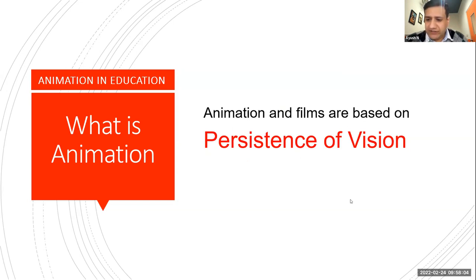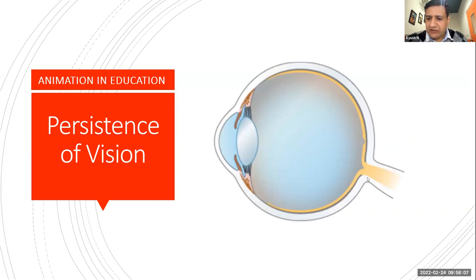What is persistence of vision? See, we all know that this is what our eye looks like. This is a cross section of our eye. What we see here is a lens, and there is a screen behind it, which is called the retina. Whatever is in front of the eye, an image of that gets formed on the retina. And this pathway is the optical nerve, which takes the signal from the retina to the brain. And the brain, of course, is trained to manage it.